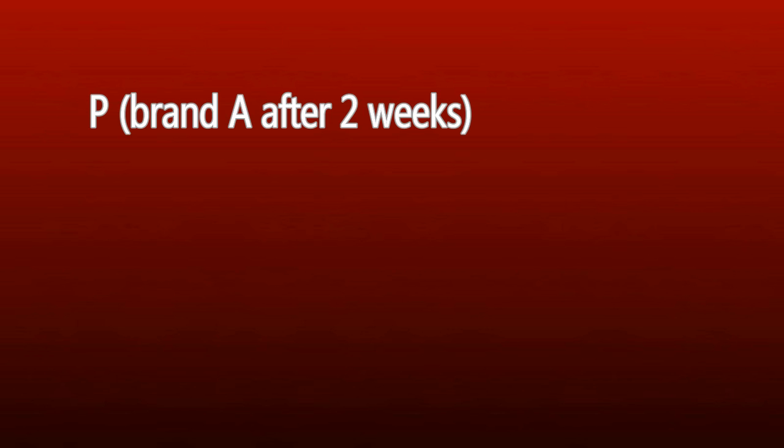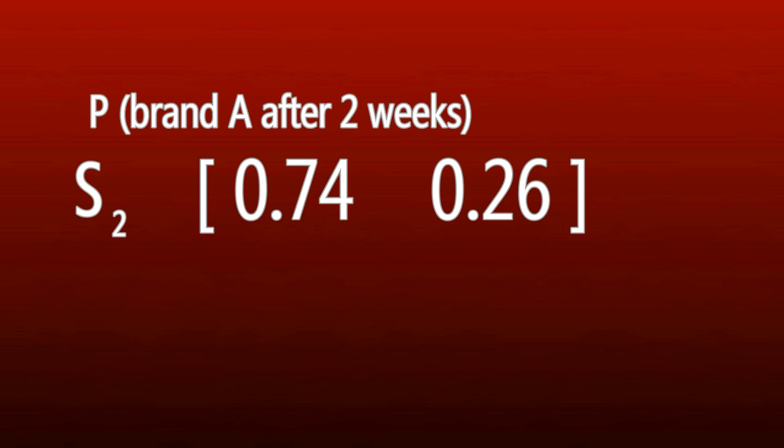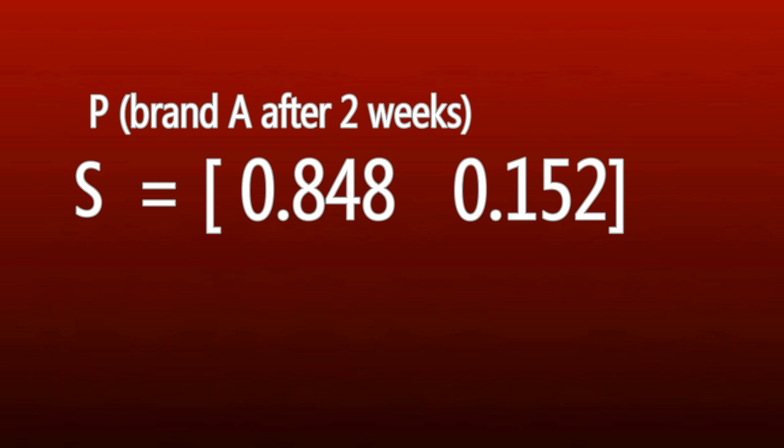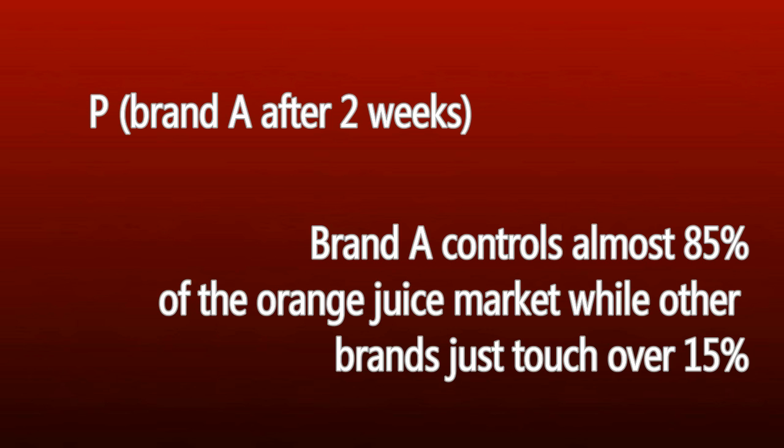So if we want to know the market share 2 weeks later, all we need to do is take the proportion of the market share from 1 week later, which is 0.74 and 0.26, and again simply multiply it by this probability matrix 0.9, 0.1, 0.7, 0.3. We get 0.848 and 0.152. So this says 2 weeks later, brand A controls almost 85% of the orange juice market, while other brands just have a touch over 15%.